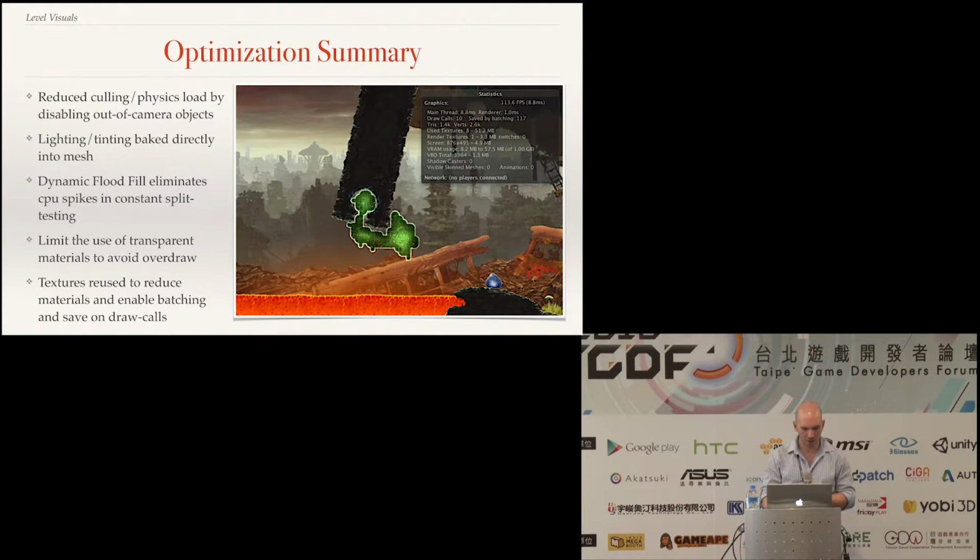Next thing: limit excessive built-in culling load, and I talked about that. It's not just for sprites, it's also for physical objects. A lot of the physical objects that are out of the camera, I can turn them off. I can put them to sleep, or I can even make them kinematic, so even the physics system is not burdened by this.